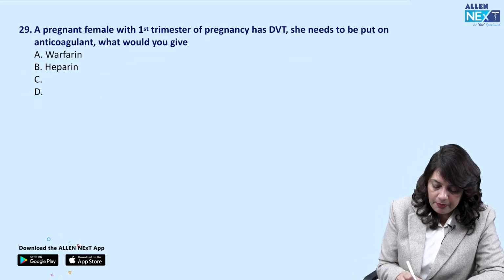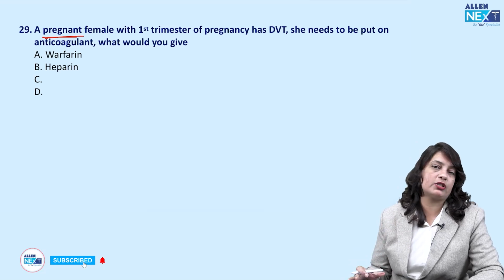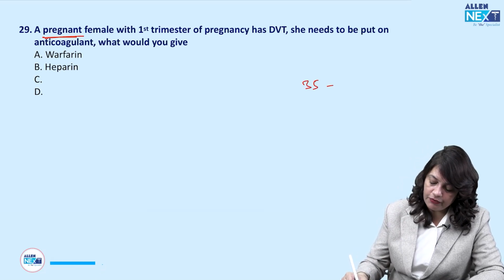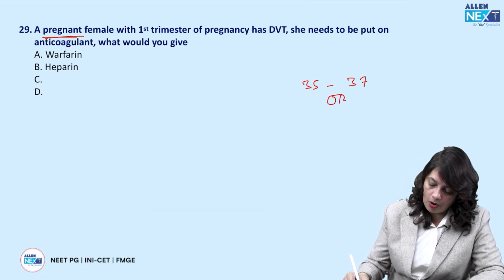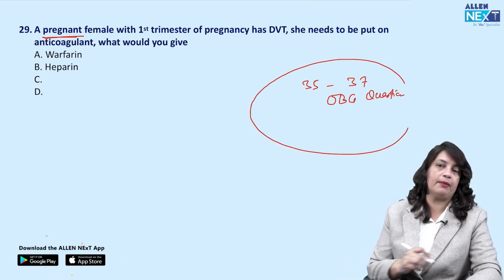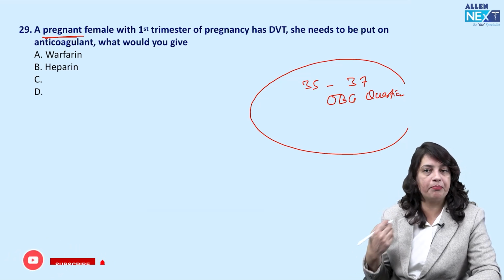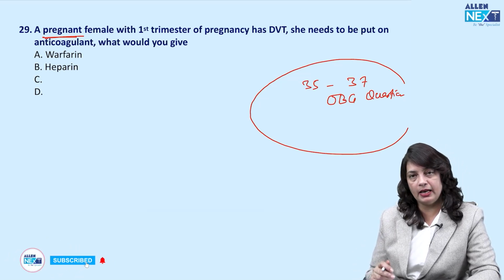A pregnant female. On the same day, students are not able to recall all the questions. There were around 35 to 37 Obs and Gynae questions that came in this FMG exam. It is not less than 35. So, Obs Gynae is always a big subject while you're writing any exam.